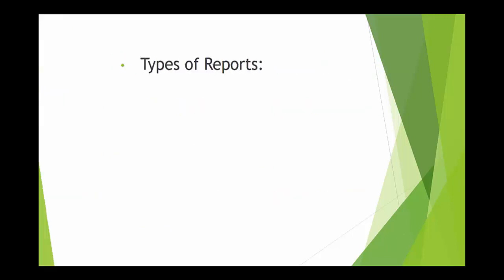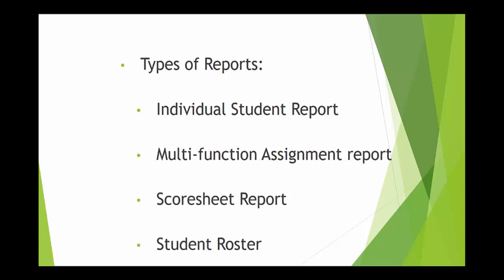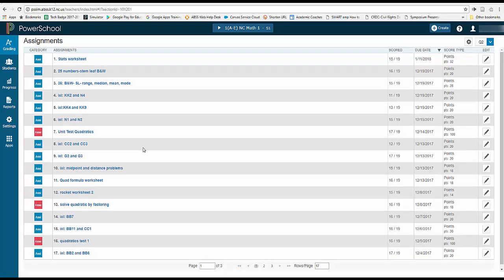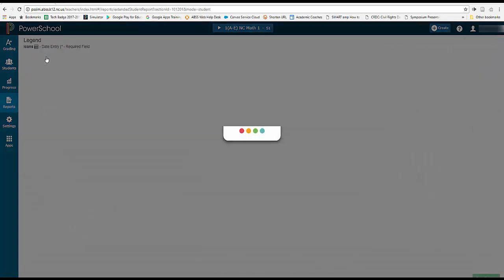The types of reports that we'll look at are the individual student report, the multifunction assignment report, the score sheet report, and the student roster. The first report we'll look at is the individual student report. Select Reports from the Charms menu and choose Individual Student Report.